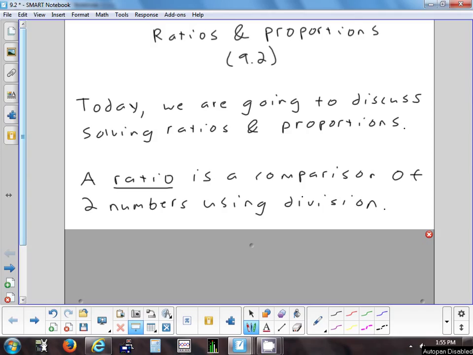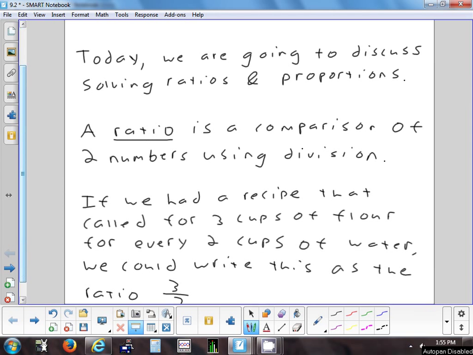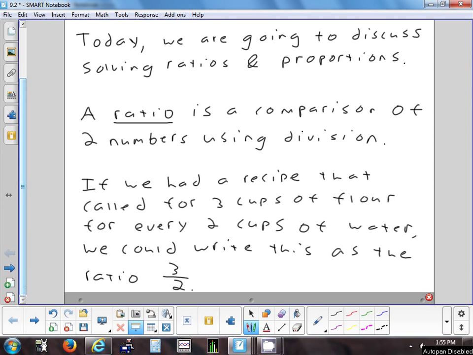A ratio is when you compare two numbers using division. Let me show you an example with a recipe. Let's say you had a recipe that said for every 3 cups of flour you use, you need 2 cups of water. We could come up with a ratio of flour to water. In this case, it's a 3-to-2 ratio. That's an example of a ratio. Every 3 cups of flour, you do 2 cups of water. So in a ratio, you're comparing 2 quantities. Any question on the idea of a ratio?